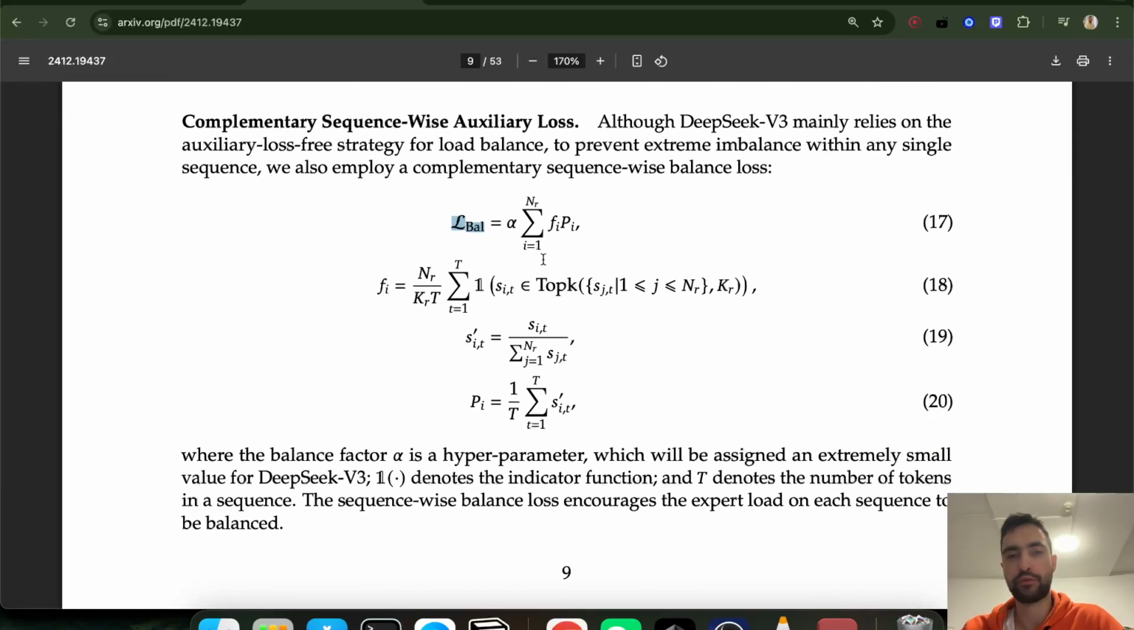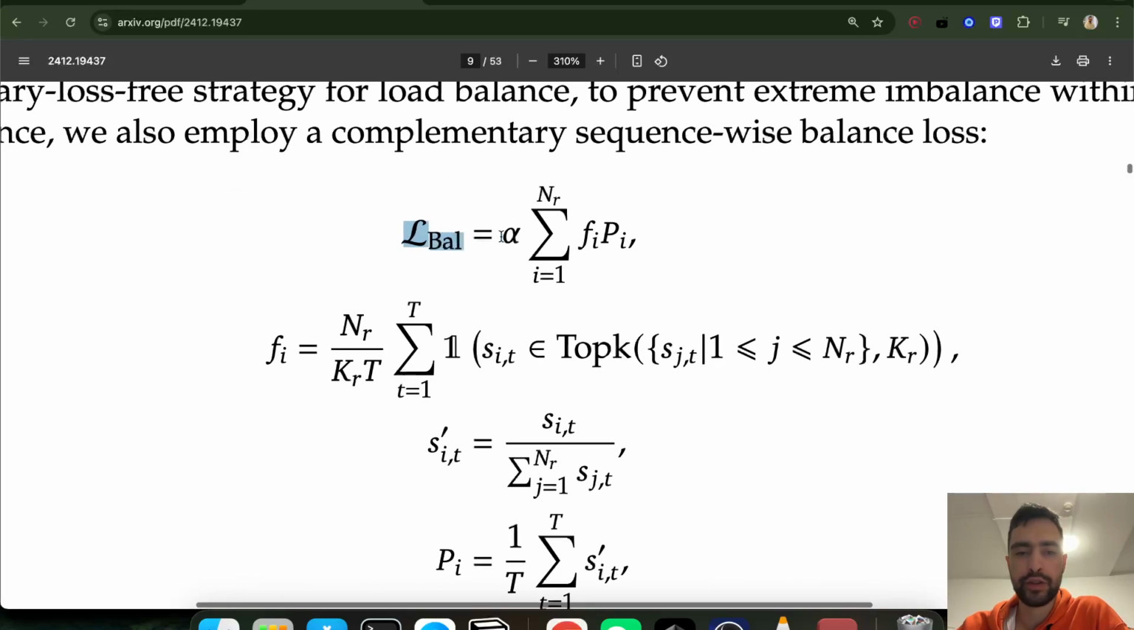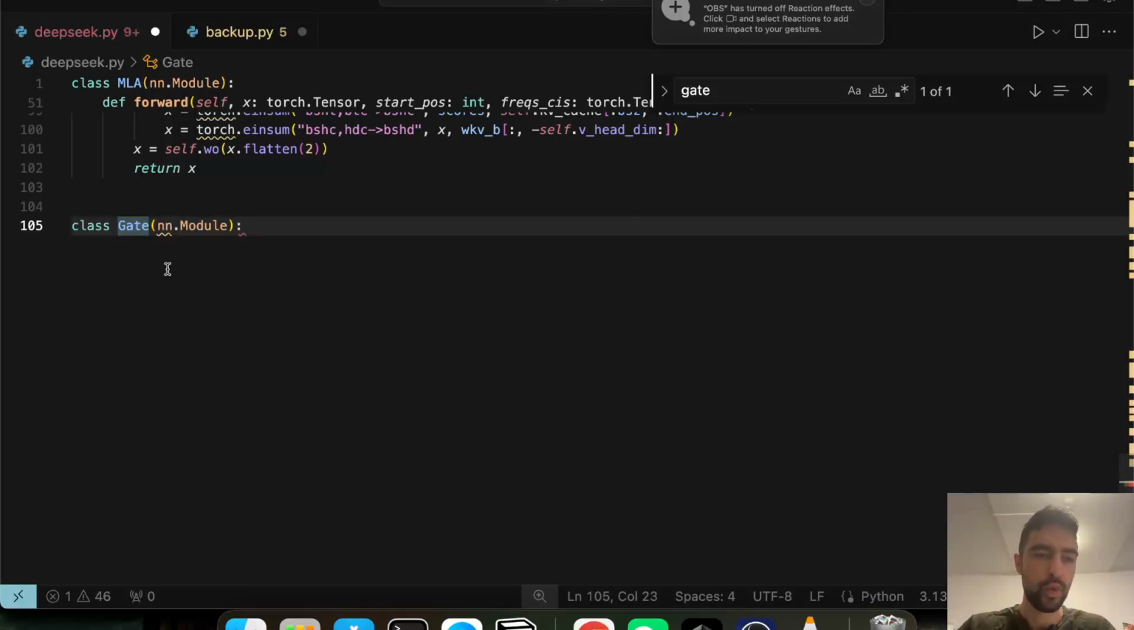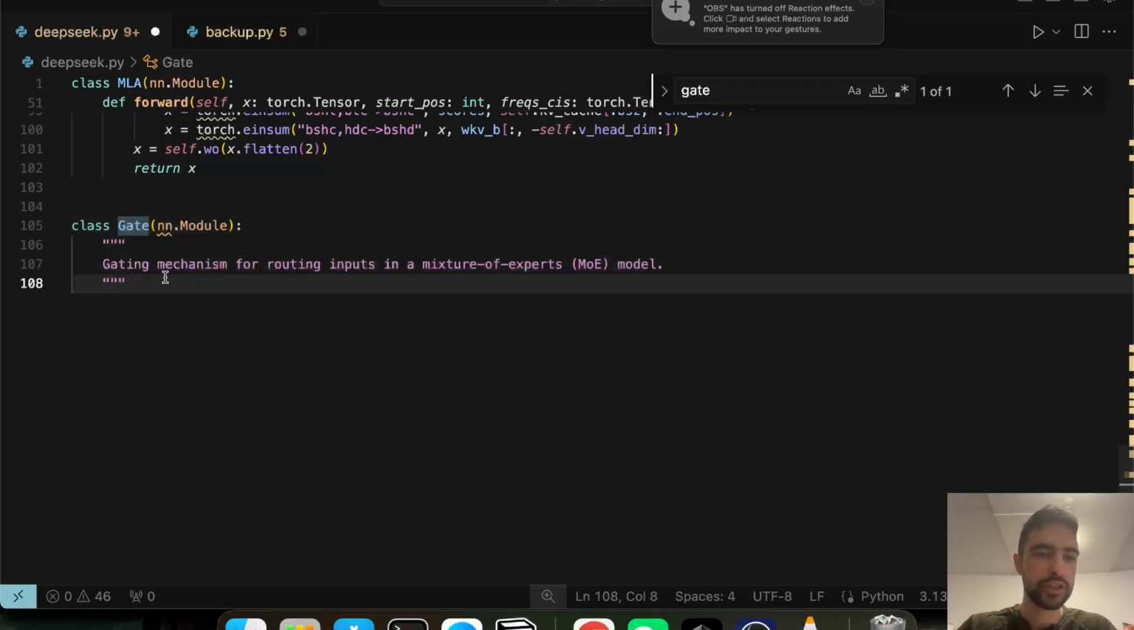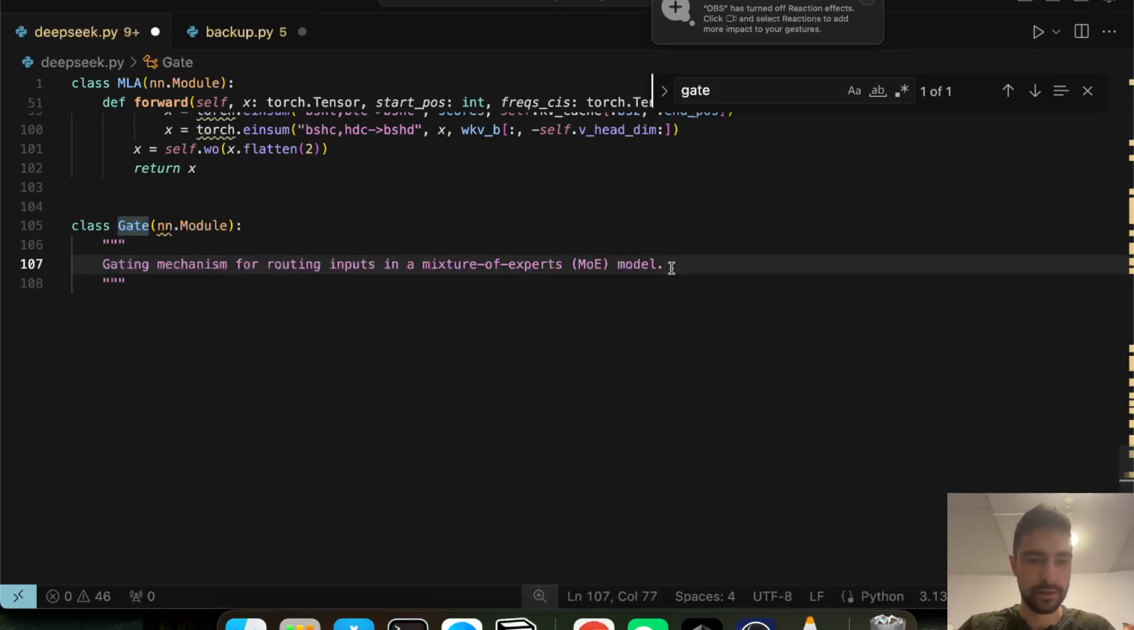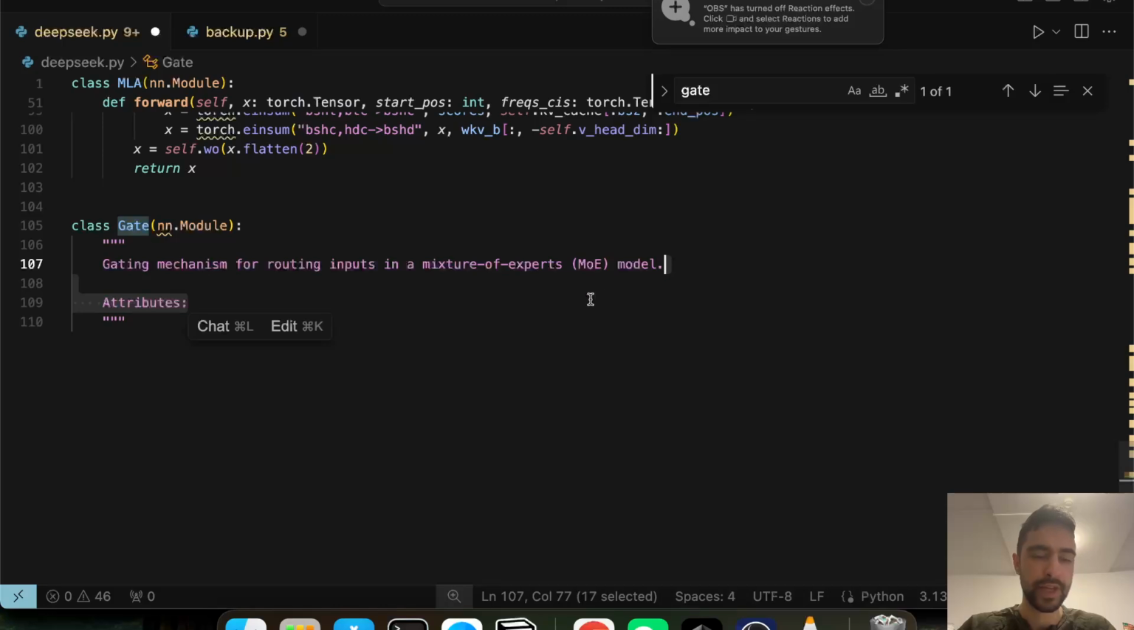So I think we will have to look at the code, and we will start coding now. Also, this alpha is a hyperparameter that will minimize this, multiplied by like 0.01, so it's not too strong and doesn't mess with the main loss that we are training for. We will create this class Gate, an nn.Module. The description: this is the gating mechanism for routing to the mixture of experts. Then we have some attributes.